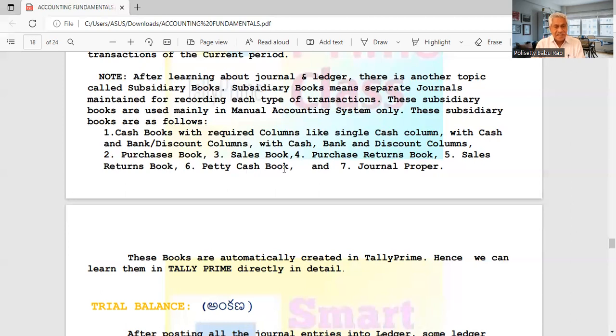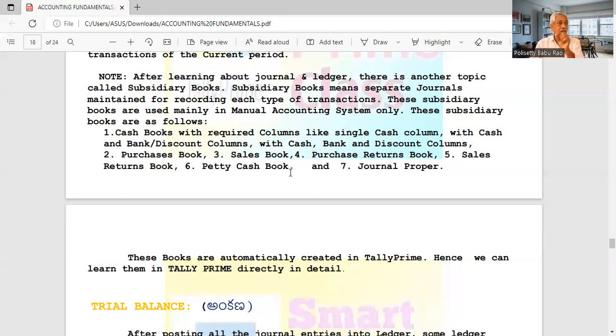Then I said the petty cash book. We will maintain a separate book for petty cash. In the petty cash book, we will write the small expenses. At the end of the month, every expenditure will be totaled. Every expense gets a separate column, which you will learn when you enter the petty cash book.